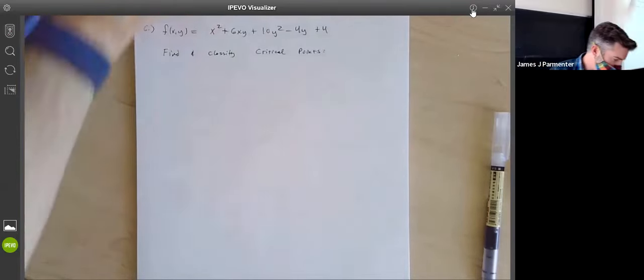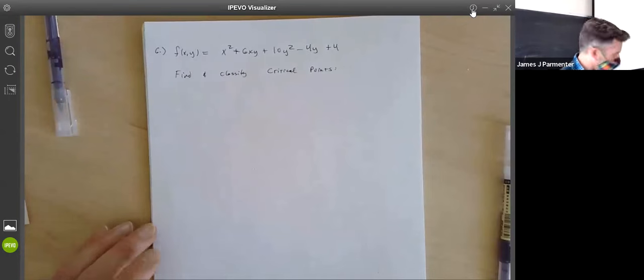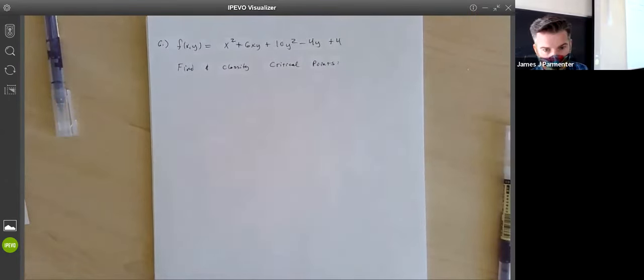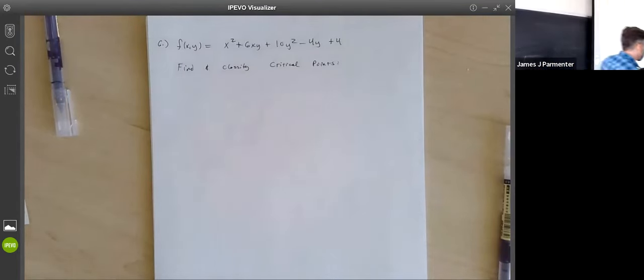There's your function, x squared plus 6xy plus 10y squared minus 4y plus 4. Find your critical points and then check D to see if they're maxes or mins or saddles. I'll be back momentarily.